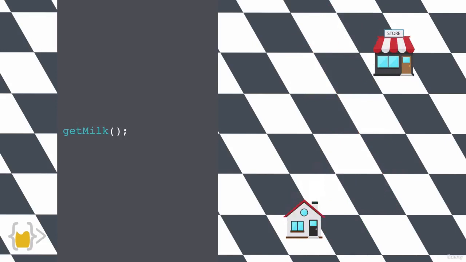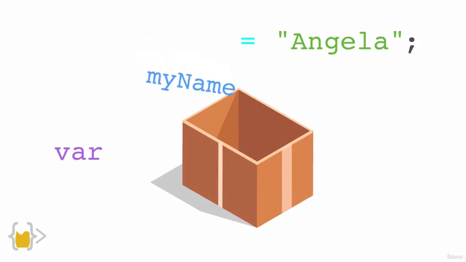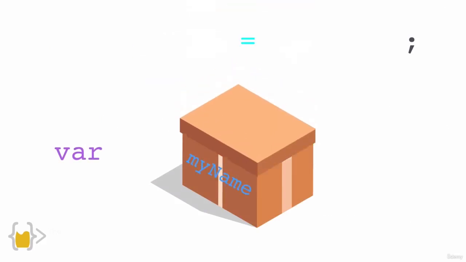That saves you a lot of typing, and that saves you a lot of repetition as well, keeping our code DRY, remember? Now, this is the structure of a variable. We use the var keyword to create a new container. The container gets a name, and then finally, we get to put something inside the container.